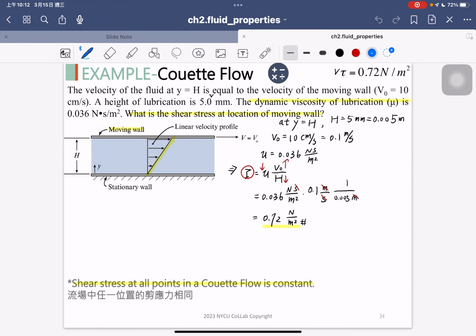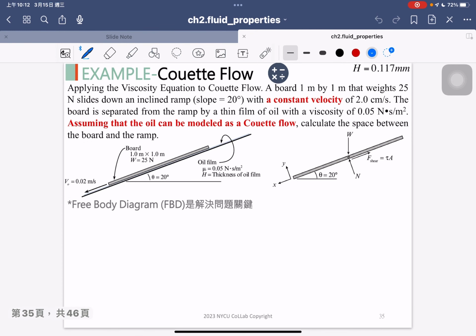Okay, so we finished the one exercise to apply the idea of Couette flow in our real case. And the second exercise is also related to Couette flow. But the condition is different, because right now we have an incline angle to consider. How about the force balance between the weight, gravity weight, and the shear stress force? Okay, so again we are trying to understand what the problem is.